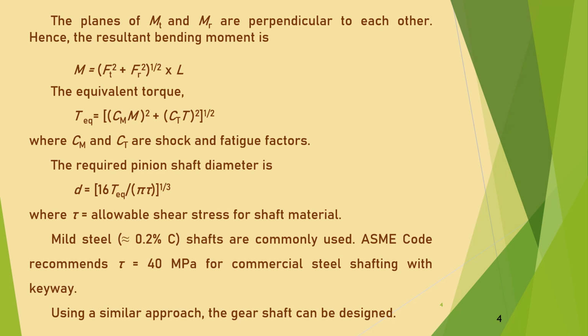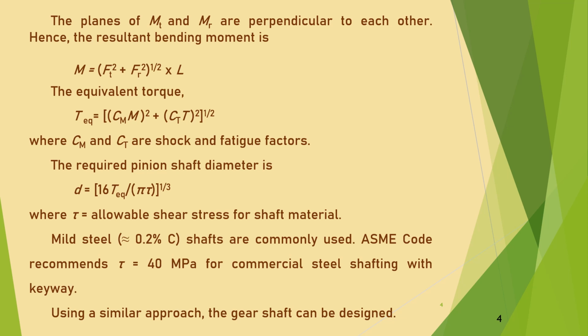Hence, the resultant bending moment can be calculated from the equation given below, and equivalent torque from the equation given here, where Cm and Ct are termed as shock and fatigue factors. The required pinion shaft diameter is D equal to cube root of 16 T equivalent divided by pi tau, where tau is the allowable shear stress for the shaft material.